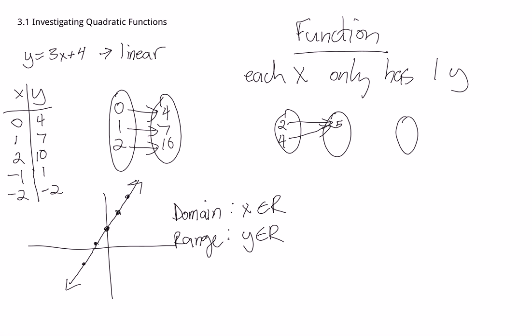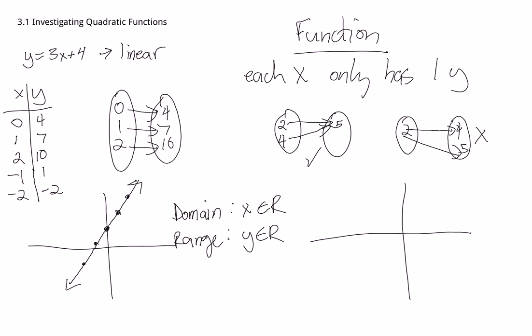But what we can't do is you can't have two different y's for the same x. So we couldn't go, x can't go to 2, to 4, and to 5, or something like that. So this would be okay. That one would say is not a function.